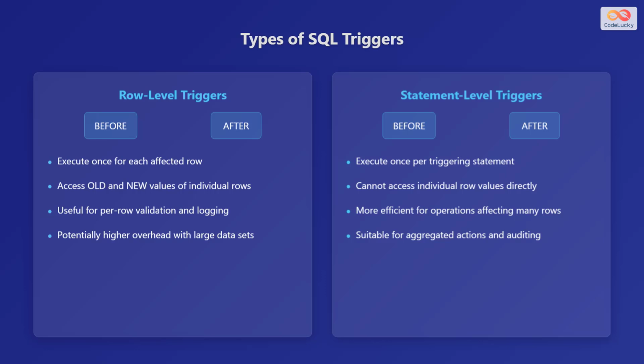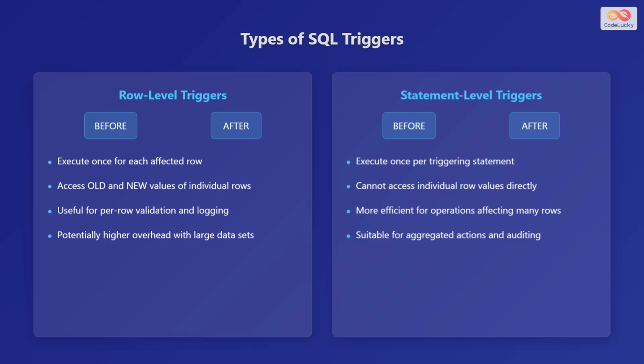There are primarily two types of SQL triggers: row-level triggers and statement-level triggers. Row-level triggers execute once for each row that is affected by the triggering event. They have access to both the old and new values of the individual rows. They are suitable for per-row validation and logging, but they can have a higher overhead with large datasets.